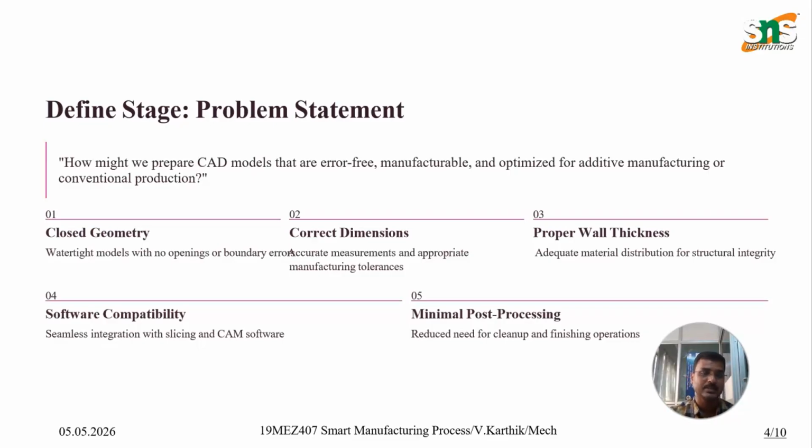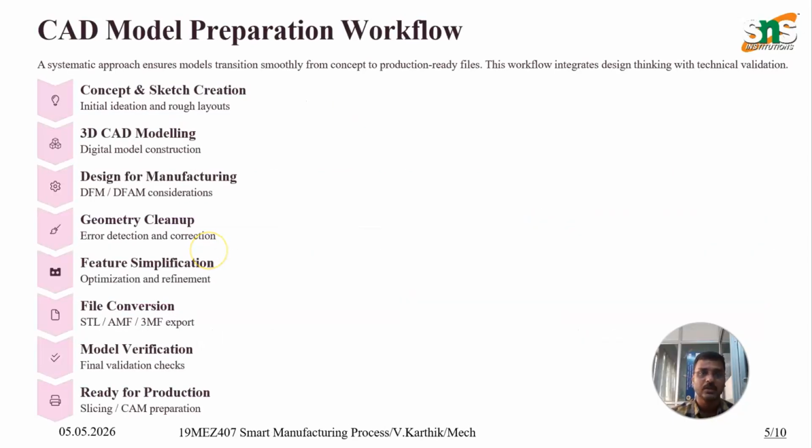Software compatibility, seamless integration of slicing with the CAD software, where from loading to unloading we can connect with the software. So it will help to easily monitor, modify and establish the product manufacturing. Minimal post processing cost, where there is reduced need for cleanup and finishing operations, because the automation software will help in accuracy and quality, so there need not be many post processing activities like scrap removal or surface grinding or surface finishing work. This is about the different stages in the CAD model.